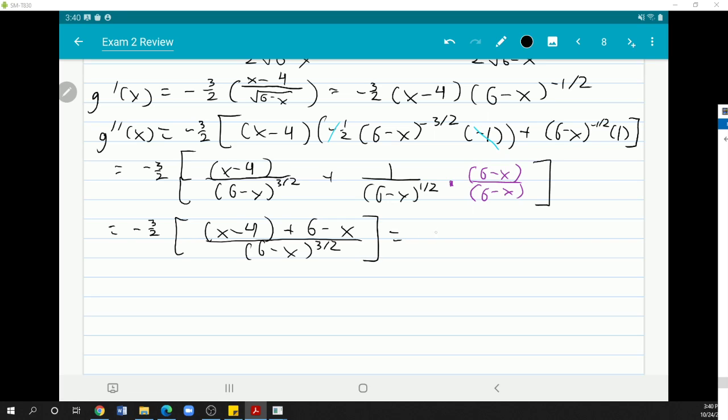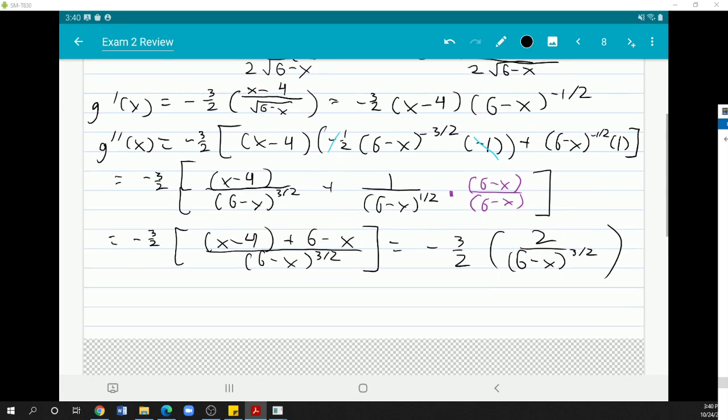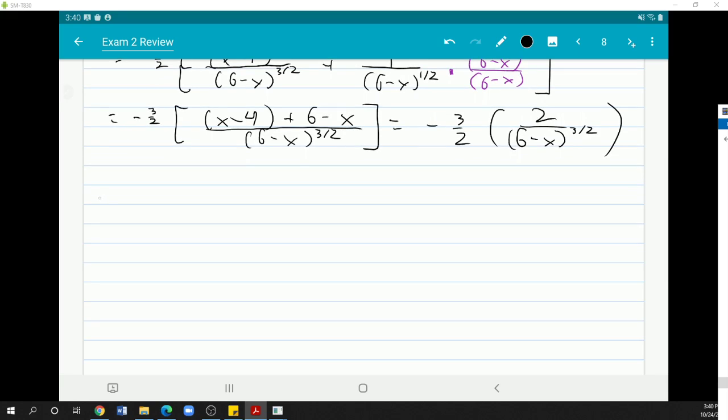And now this cancels beautifully. I'm left with minus 3/2. X minus an x is 0. 6 minus 4 is 2. So I get 2 over 6 minus x to the 3/2. And that's my answer there. So I found g prime of x, found g double prime. Now I go ahead and find my critical points.